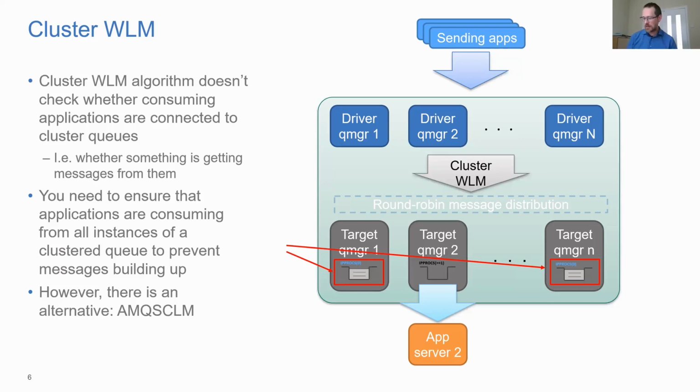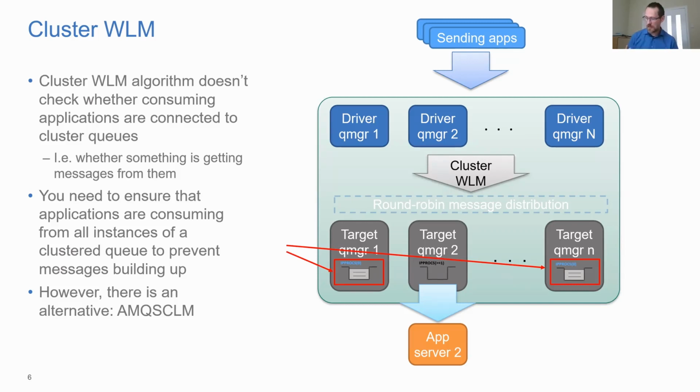So if you've got a clustered queue where you have multiple copies of that queue on a set of queue managers and you're spreading messages between them, then you typically want to make sure there's almost always something sitting there to consume those messages, because if there's nothing there to consume them, the messages will build up, and that's probably a bad thing. In the past, and actually by default today, MQ doesn't do anything if there's no application sitting there consuming from a cluster queue.